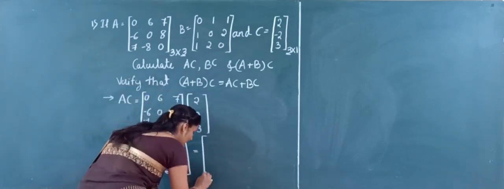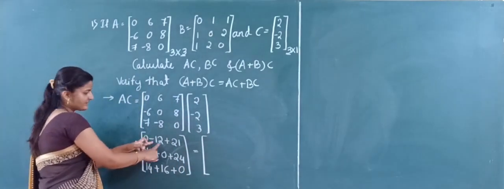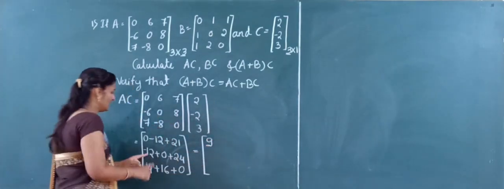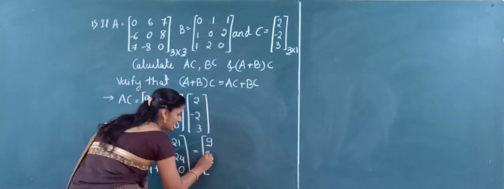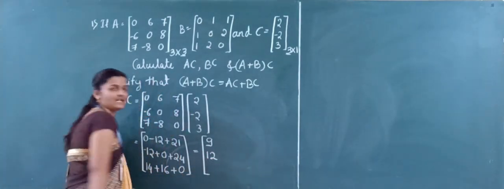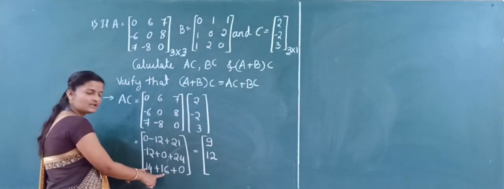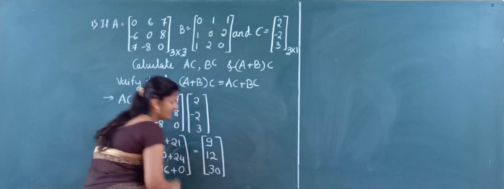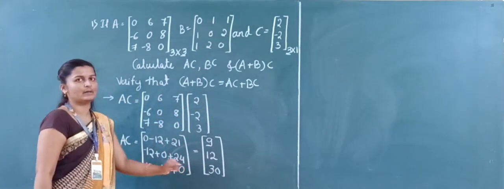This is our AC. What we got as the final answer of AC: 0 minus 12 plus 21, that is 9. Minus 12 plus 0 plus 24, that is 12. 14 plus 16 plus 0, that is 30. This is our AC. So we got AC as a column matrix.